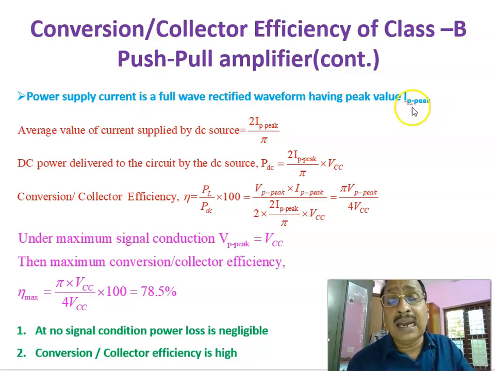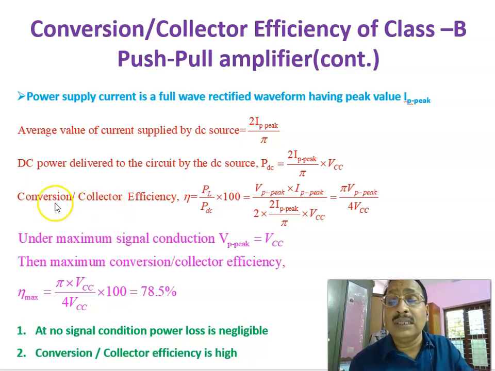Therefore, the average value of the current supplied by the battery or the DC source is 2 IP peak divided by pi. Then what is the DC power delivered to the circuit by the DC source? That is given by this average value of the current times VCC, or 2 IP peak divided by pi into VCC. This is the DC power delivered by the DC source, and the AC power delivered we have already calculated.